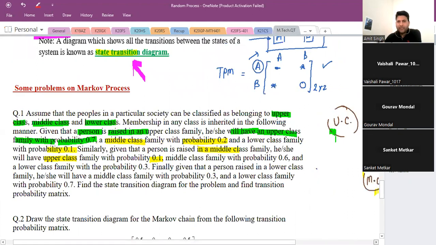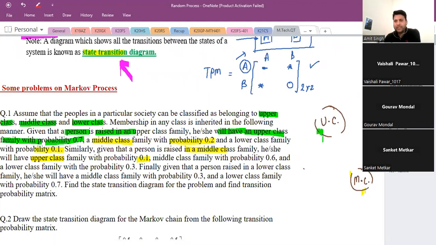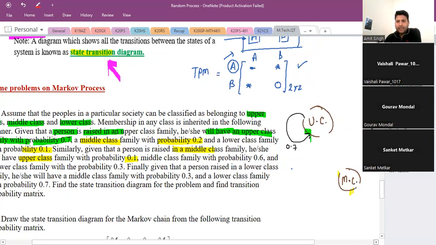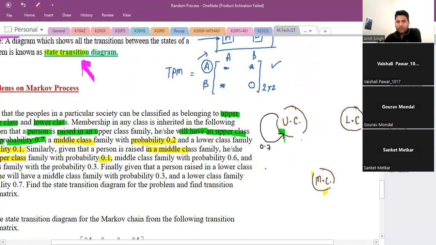If you understand, you can draw this graph, or can draw this transition probability matrix. Sorry, not matrix, the diagram. So upper to upper, given that a person will be upper class, 0.7. Then upper to middle and upper to lower. Upper to middle is given as 0.2, and upper to lower is given as 0.1. So this is one piece of information.